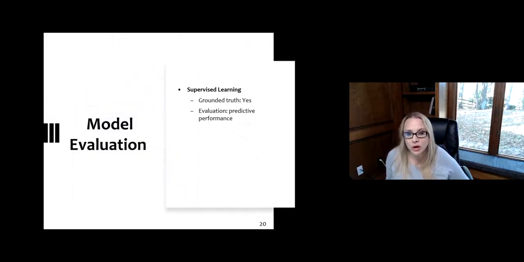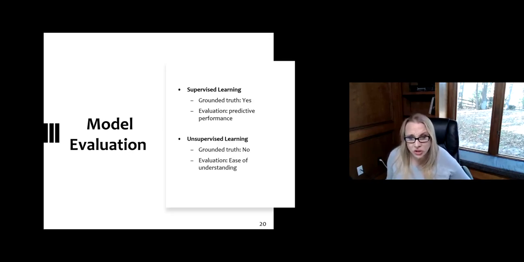When we evaluate our model with supervised learning, it's grounded in truth, meaning that we know what the final answer is. Does John default on his loan? Yes or no? You already have a definitive answer. So it is grounded in truth, and you know what the answer is when you are working with your training data. For evaluation, we are looking at the predictive performance of the model. How accurate is your model in predicting that outcome? We will talk about the different types of performance measures in a later discussion, but that's what we will evaluate in the predictive performance of those models to see how well they are doing.